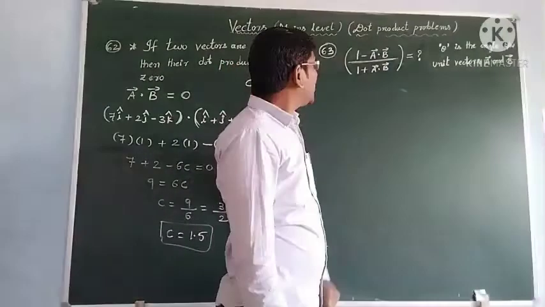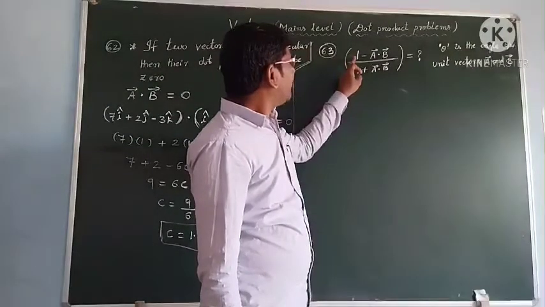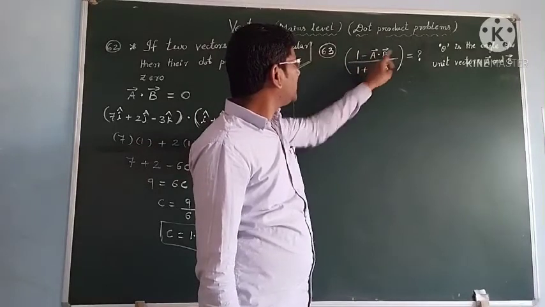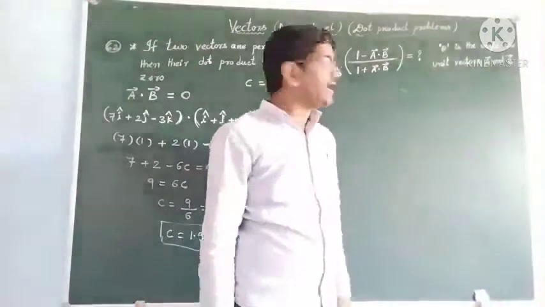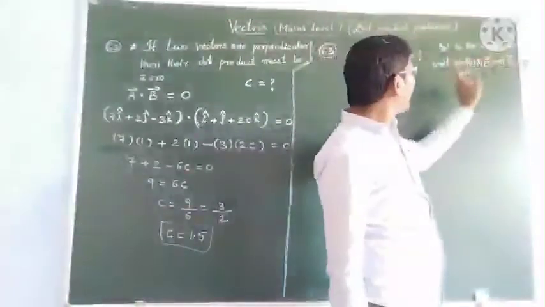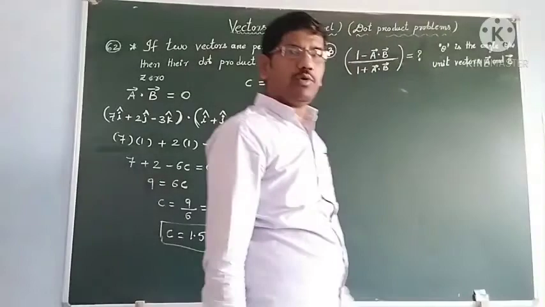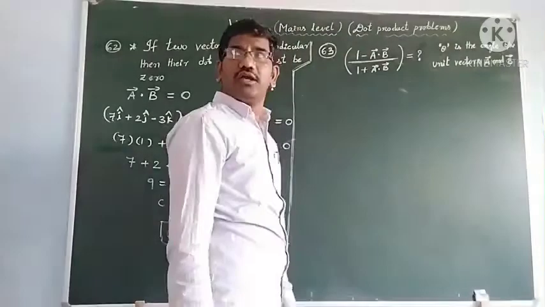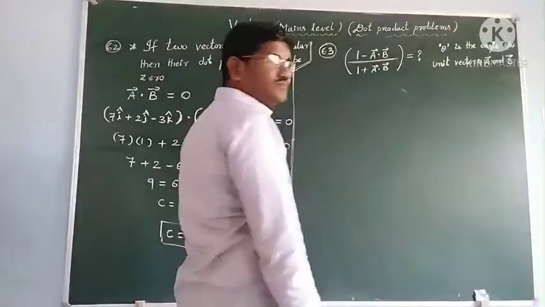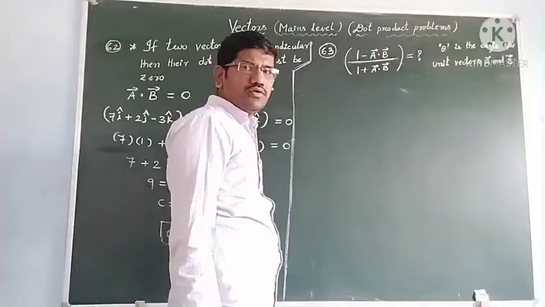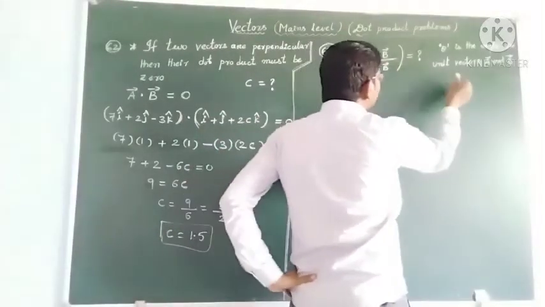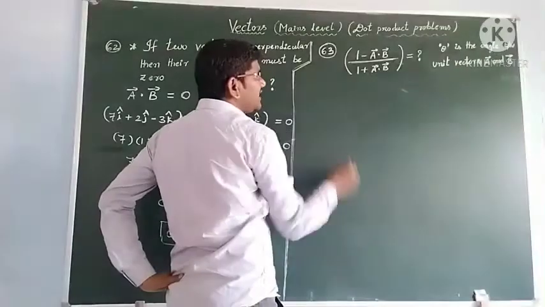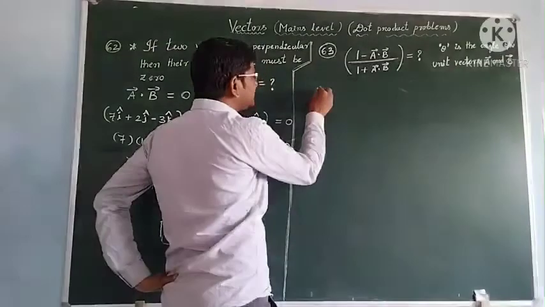So the question is to find (1 minus a bar dot b bar) by (1 plus a bar dot b bar), and theta is the angle between unit vectors a bar and b bar. Okay, see students, so this is the given question and they are telling that a and b are the unit vectors.